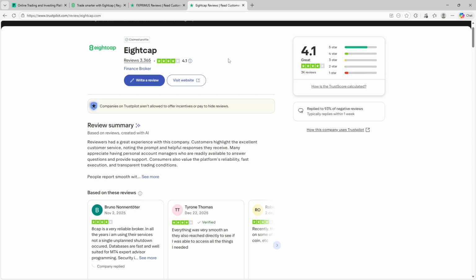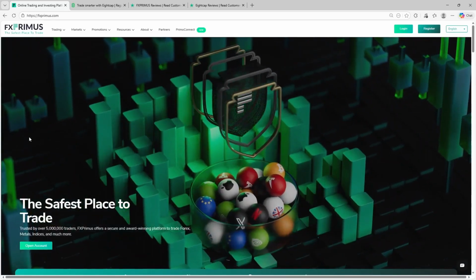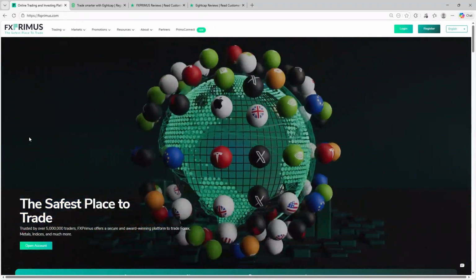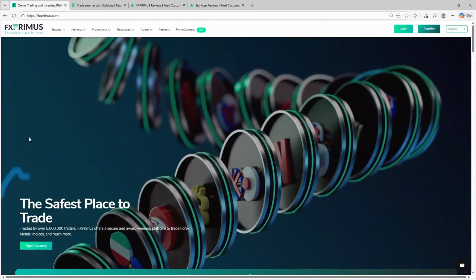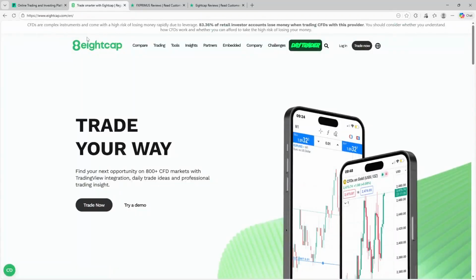Final takeaway: FXPrismus is better suited for traders who value structured account tiers, defined leverage rules, and a more service-oriented trading experience with clear expectations at each level. Eightcap, by contrast, is built for traders who prioritize execution speed, platform flexibility, TradingView connectivity, and competitive raw pricing without unnecessary friction. Neither platform is universally better. The right choice depends on whether you want guided structure or performance-first independence.